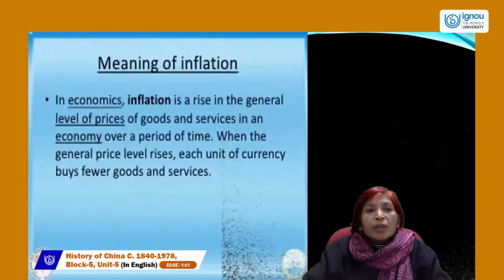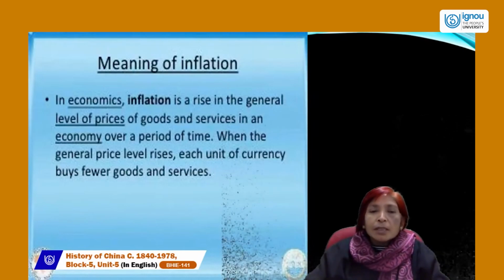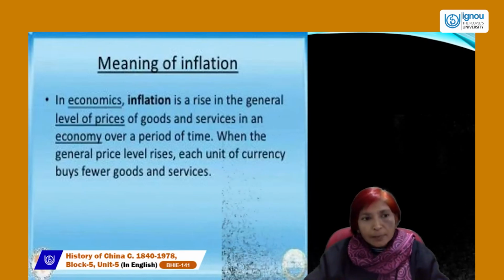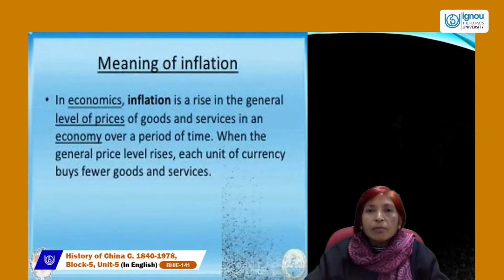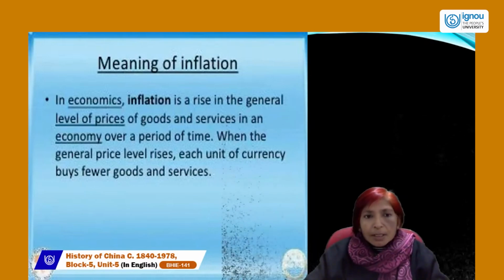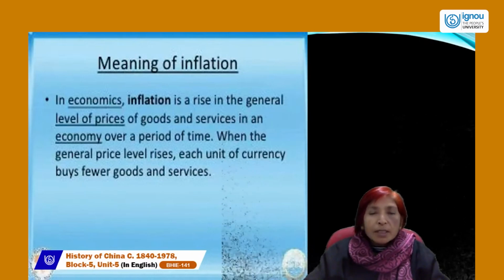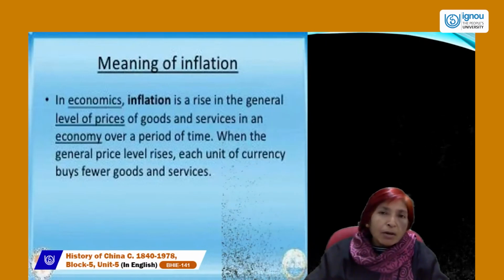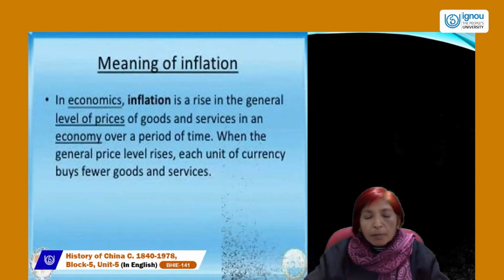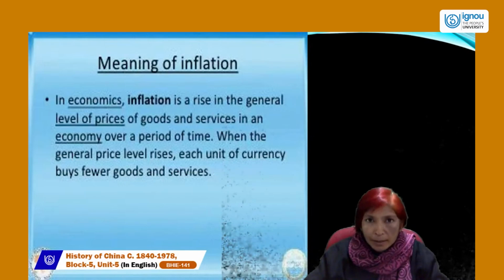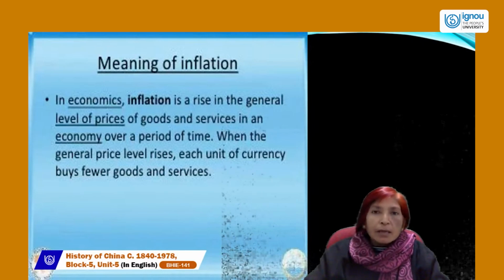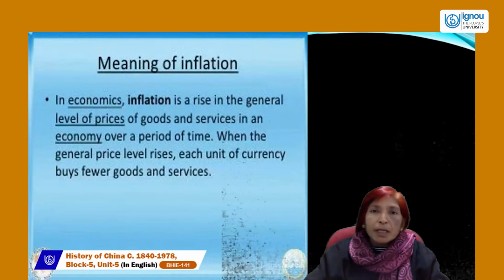Now next, in economics, inflation is a rise in the general level of prices of goods and services in an economy over a period of time. Inflation is a flow concept. It's not a stock concept because it is related with a period of time, not a point of time. A point of time concept is a stock concept, but a period of time concept is a flow concept. And a flow concept is related with a time period like per day, per week, per hour, per month, per year, etc.